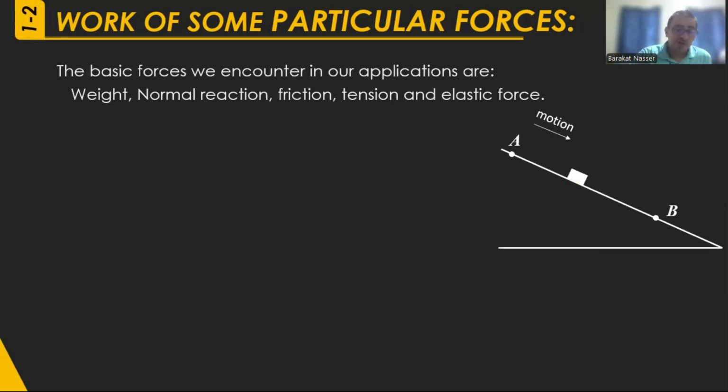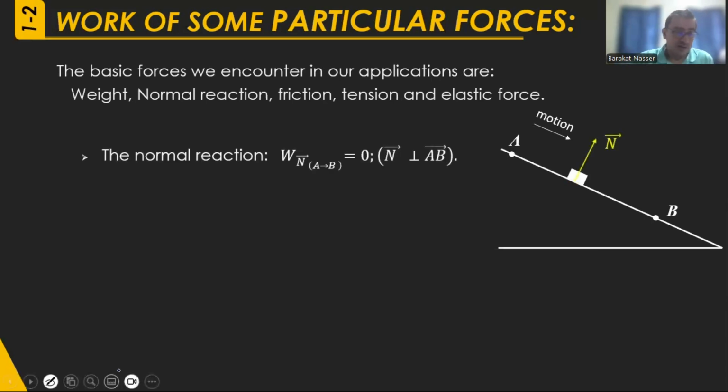Let's consider the others. The easiest is the normal. The work done by the normal reaction is always zero because normal is always perpendicular to motion.